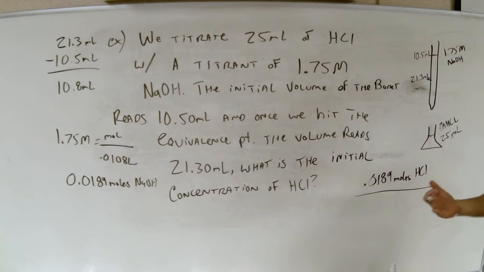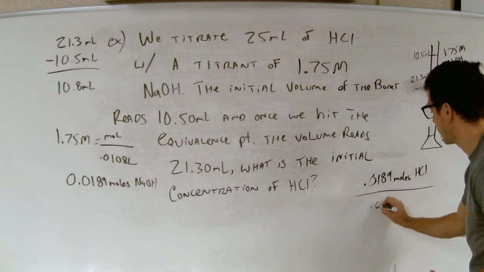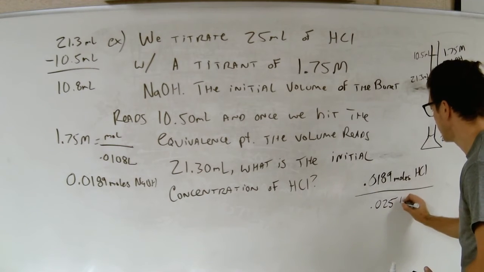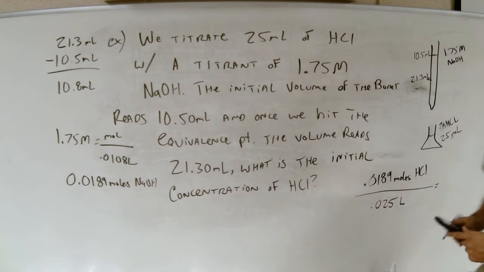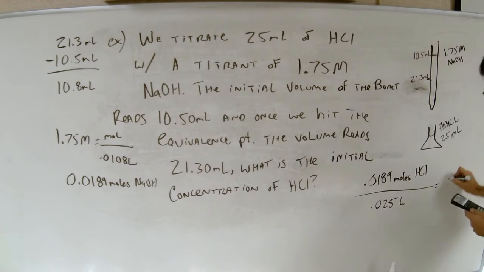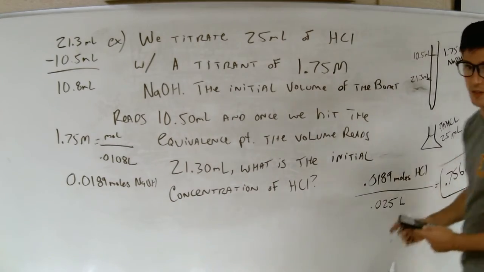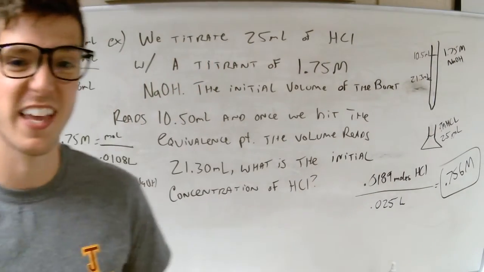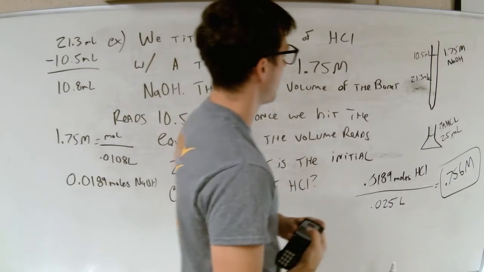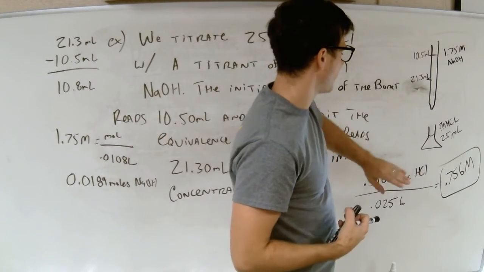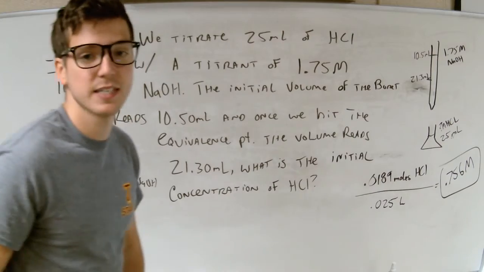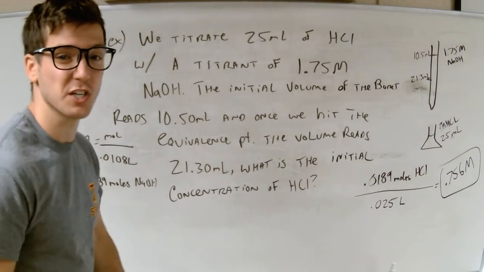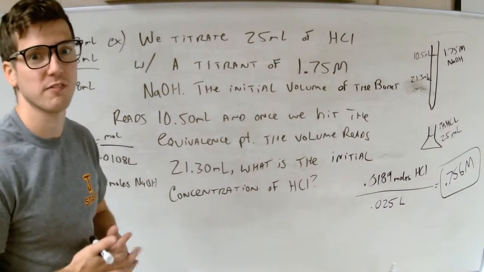Again, we want the concentration. So moles over liters. My liters was 0.025. So the concentration of that acid was 0.756 molarity. Okay, so once again, we figured out the moles of the titrant. That means it equaled the moles of the titrate. And then we were able to figure out that concentration because we knew the initial volume was 25 milliliters.